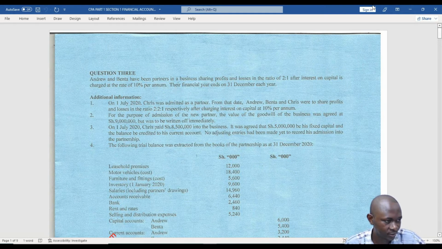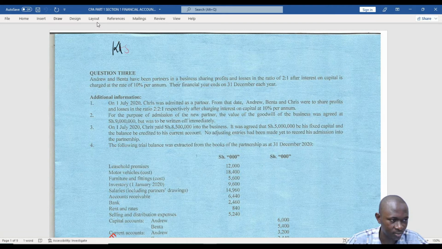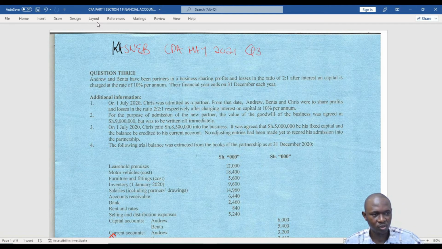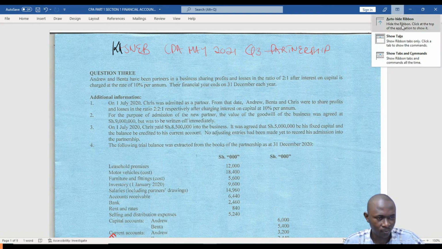This is KASNEB CPA, that is KASNEB CPA May 2021 question 3, May 2021 question 3, and it's about partnership. So walk with me as we solve this question.